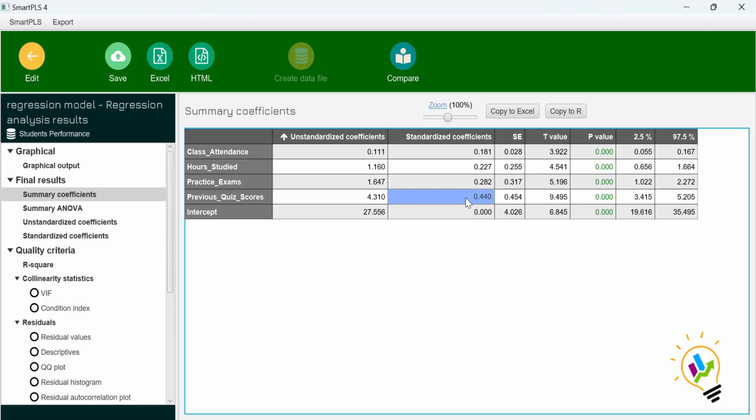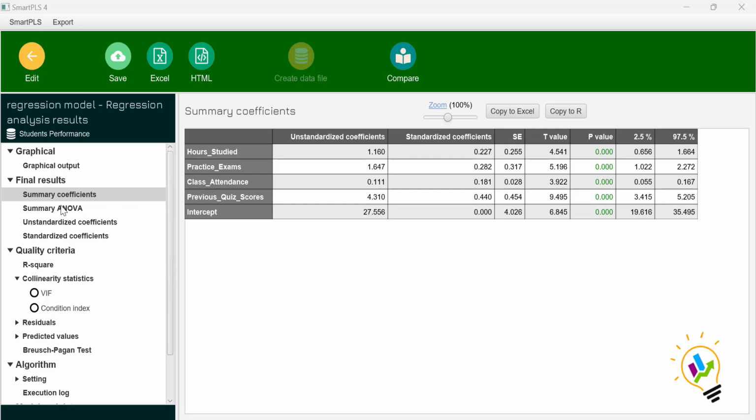The p-value is 0.00, which means that the relationship is significant at 0.05 level. This suggests that previous quiz score is a strong predictor of final exam score. So all the 4 independent variables are significantly impacting final exam score. But in this, the previous quiz score is impacting the highest one. The least one is class attendance.